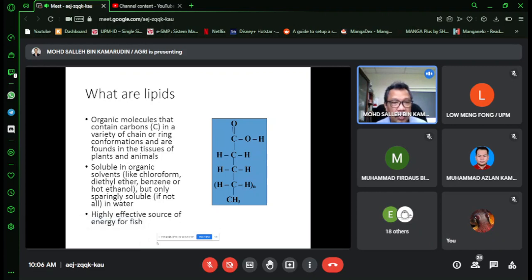These organic molecules are soluble in organic solvent such as chloroform, ether, benzene, ethanol, dan lain-lain. And it's sparingly soluble in water. Not at all soluble in water.